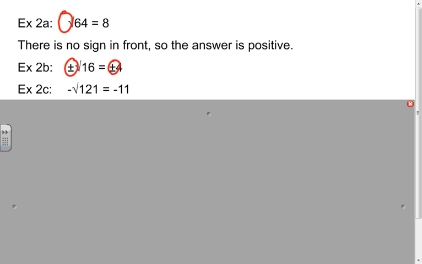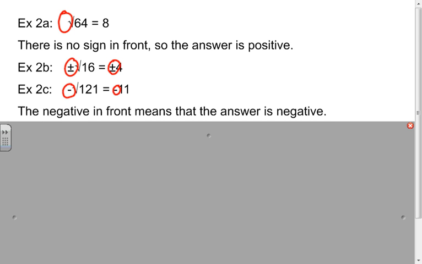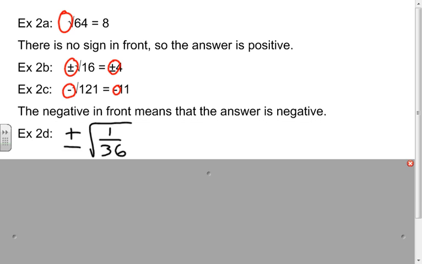Example 2c, negative square root of 121. The square root of 121 is 11. Since there was a negative sign in front of the problem, we need to have a negative sign in front of the answer. Okay? The negative in front of the square root symbol means that it wants the negative part of the answer. One more example of this, example 2d.